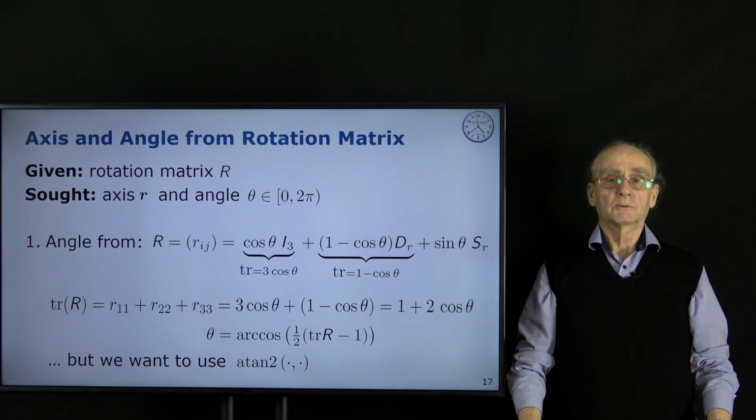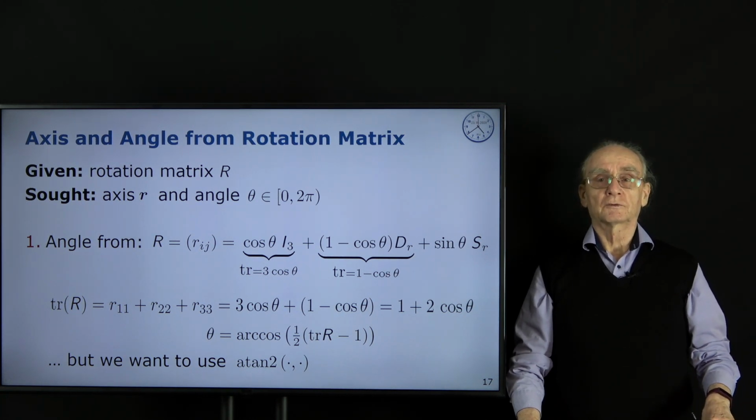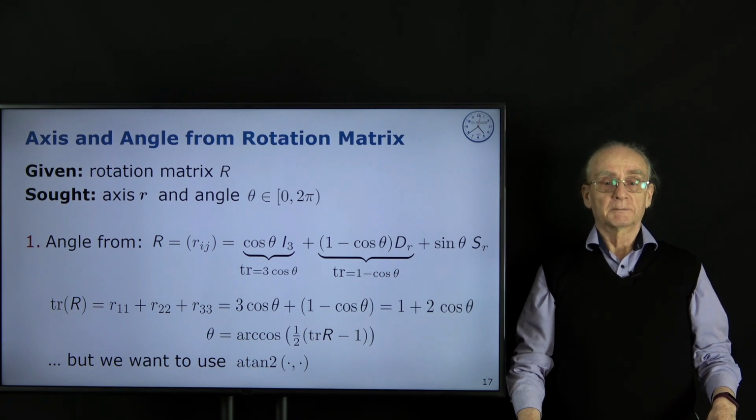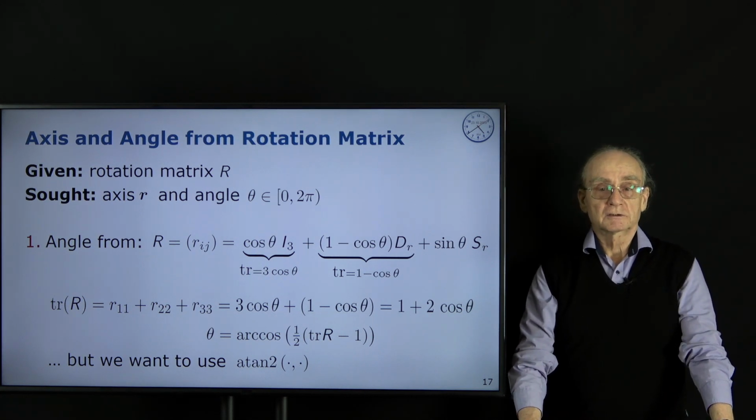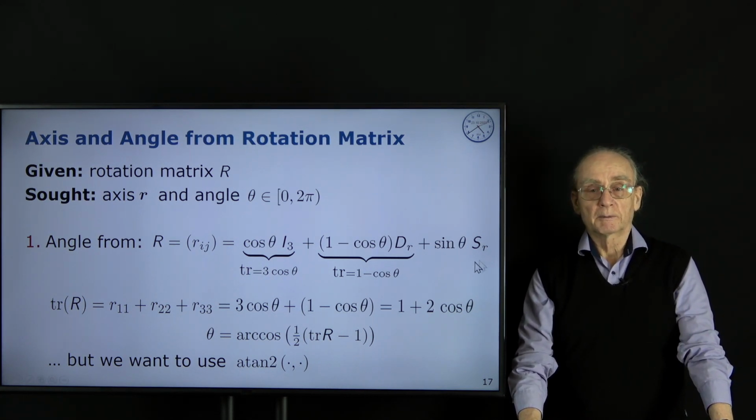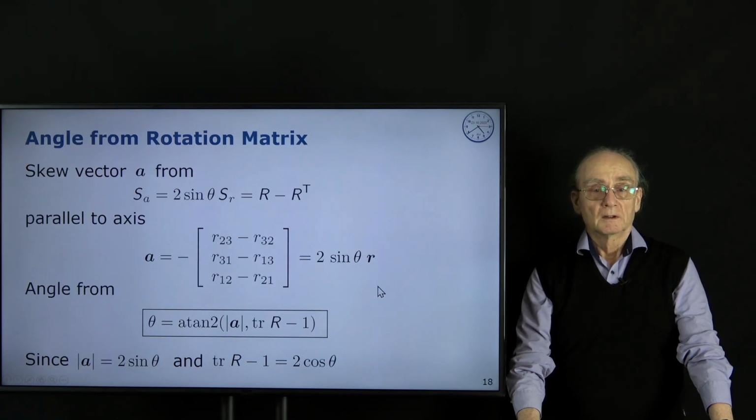Now we have to remember we shouldn't use the arccosine for determining an angle. That means we would like to use the double-valued function arctangent. So we need the sine, and this should be derivable from the asymmetric part. So let's take this vector A from R minus R transposed.